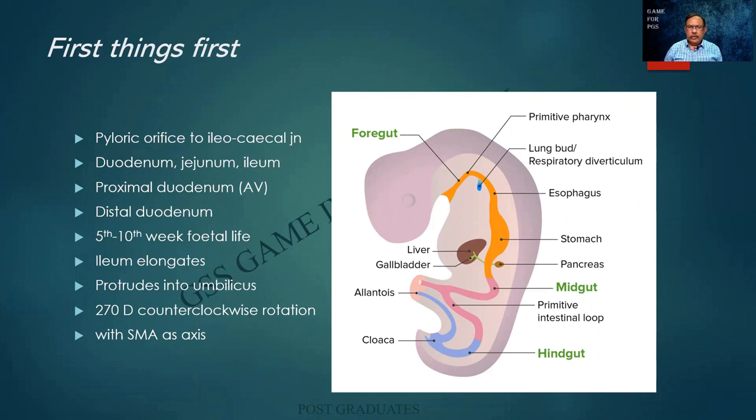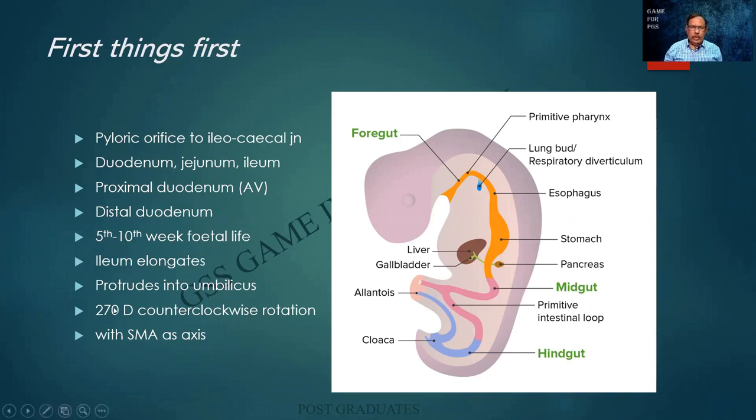It extends from the pyloric orifice to the ileocecal junction and is composed of the duodenum, jejunum, and ileum. There is something called the proximal duodenum embryologically and a distal duodenum. This arises in the 5th to the 10th week of fetal life. Later on, the ileum elongates and protrudes into the umbilicus. Look at this relationship over here. It protrudes into it and then again withdraws. But sometimes it can persist to form what is called an umbilical herniation.